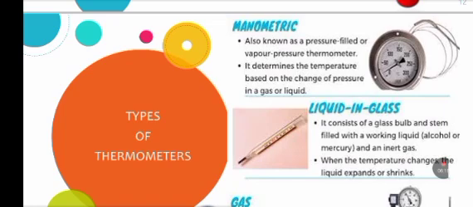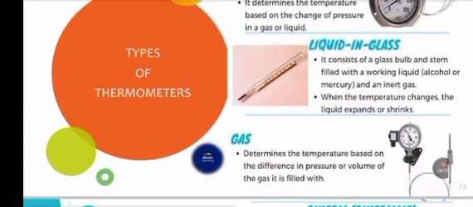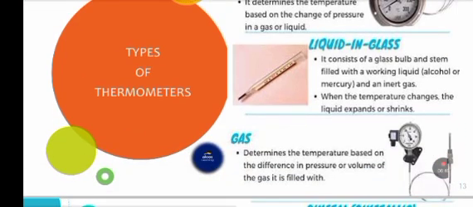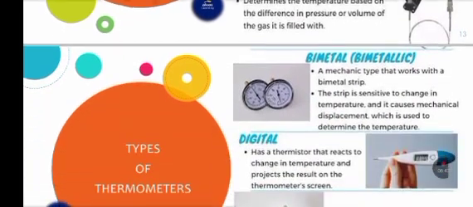Now, types of thermometer. We have the manometric, which works based on the pressure of the gas or the liquid. We also have the liquid in glass thermometer, which consists of a glass bulb and stem with a working liquid. The liquid could either be alcohol or mercury, or inert gas, and when the temperature changes, the liquid expands or shrinks. Now let's look at the gas thermometer.